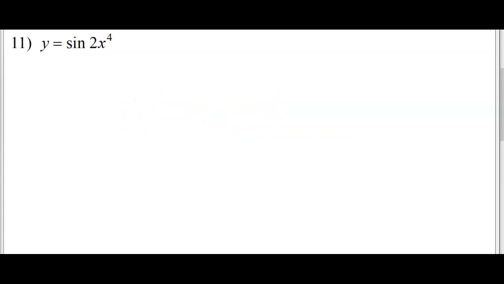Moving on to number 12. One more trig derivative. Let's go ahead and take a look. So my outside function is the secant. My inside function is the 4x to the 5th.